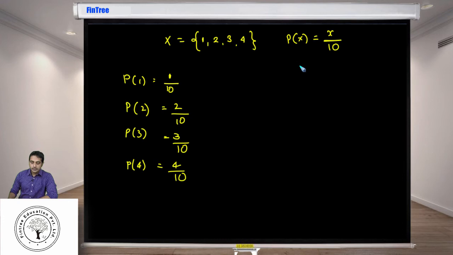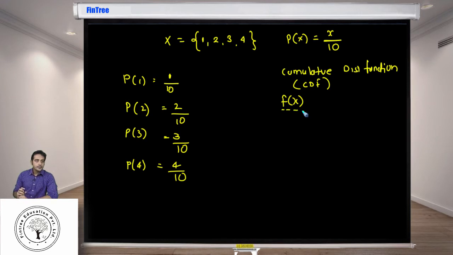Now there is also the cumulative distribution function. Going forward, I am going to simply call this CDF. We typically denote that as F of x. So when we say F of x, we are actually referring to the cumulative probabilities. So here F of 1 would be 1 by 10.